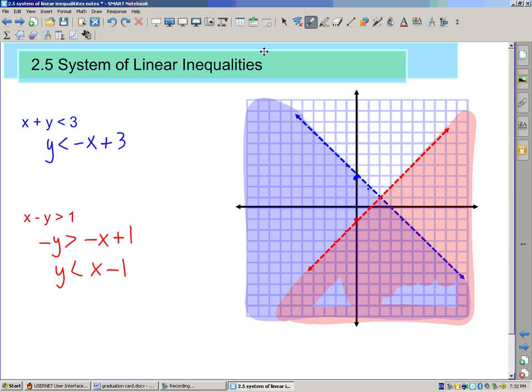The answer is where the two shades overlap, and it should be a little bit more purpley. That's the answer. You should, for good practice, circle the point of intersection when it is not part of the solution.